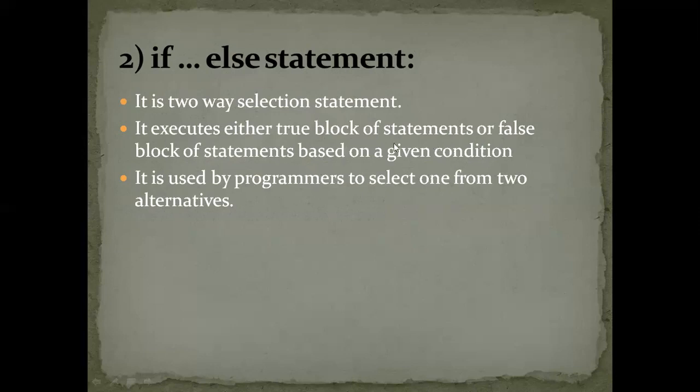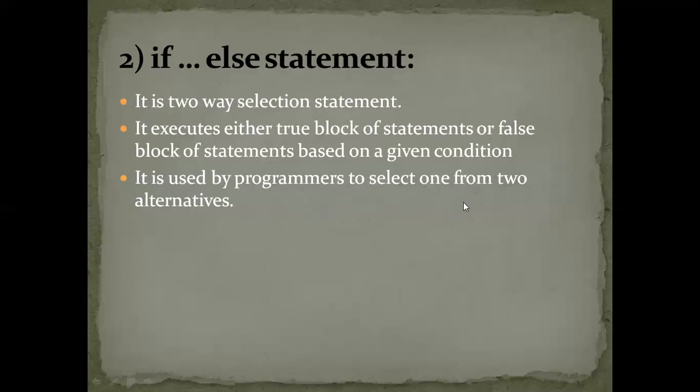So we are going to check here. It executes the true block of statements if the condition is true. If the condition is false, then it will execute the false block of statements. That is why we call it a two-way selection statement. It is used by programmers to select one from two alternatives. Two alternatives means one is the true block of statements, another is the false block of statements. Among these two, we are going to select one.